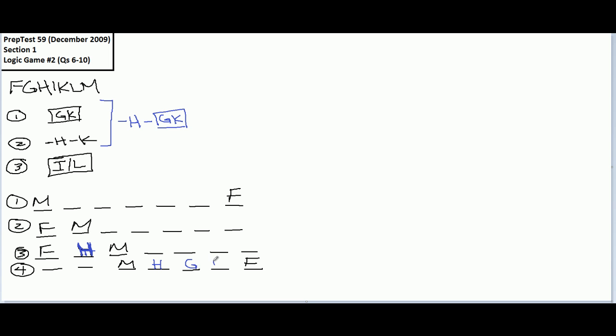H is before our GK block, leaving our IL block. I'll actually get rid of these and make these a little bit lower. But that definitely just leaves our IL block to live in slots 1 and 2. So in this scenario, we actually have a lot of information. We know the absolute placements of 5 elements, and the only thing we don't know is whether I or L comes first. Alright, so with this understanding of the game, we can go ahead and take a look at the questions.